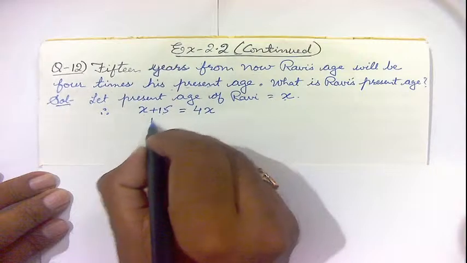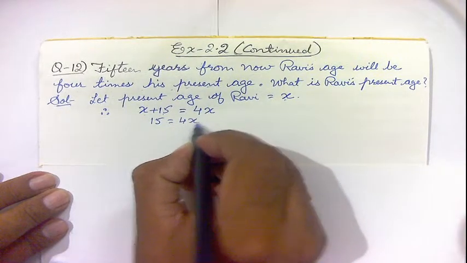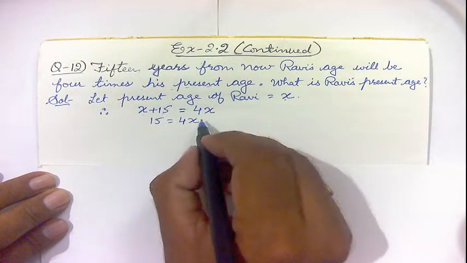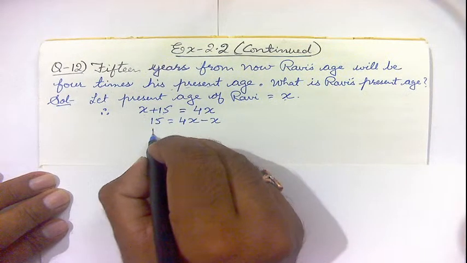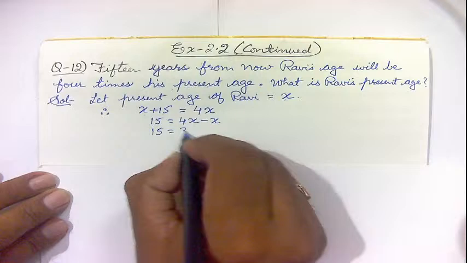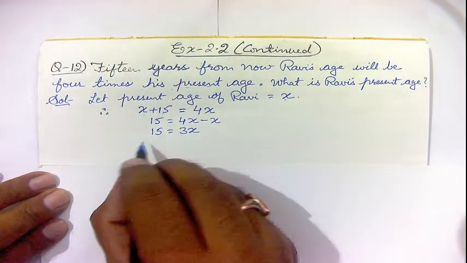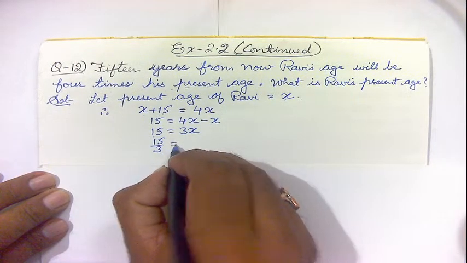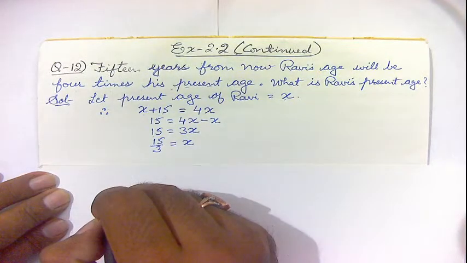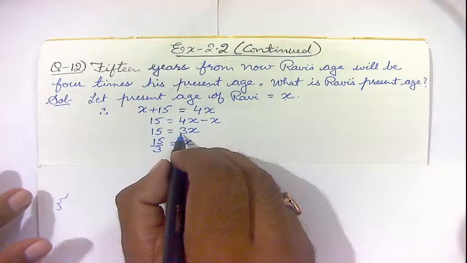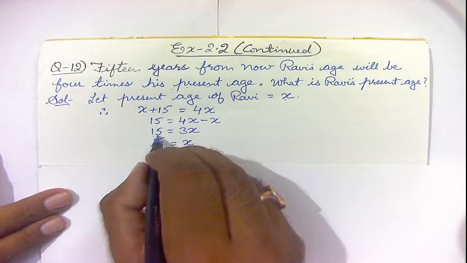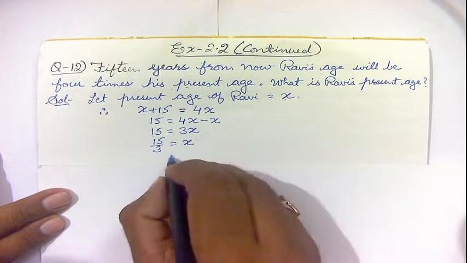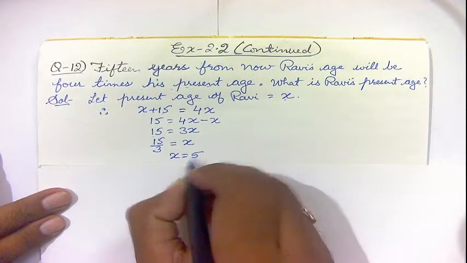Now simplify this. 15 equals 4X minus X. This plus X from the left we are going to transpose towards the right and it becomes minus X. So 15 equals 3X. And if 15 is equal to 3X, then 15 upon 3 becomes X. This 3, when it is multiplied here, if you transpose it to the left side, it will be divided and it becomes 15 upon 3. So here you get X as 5.